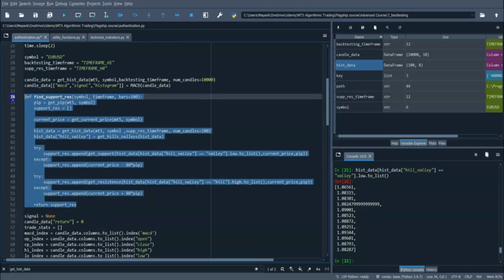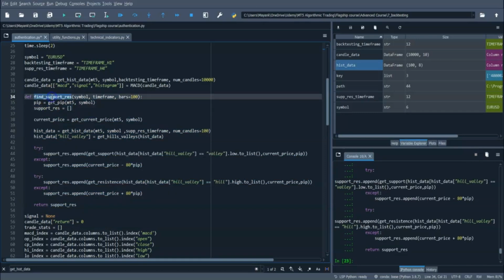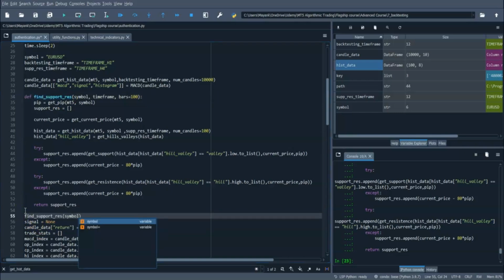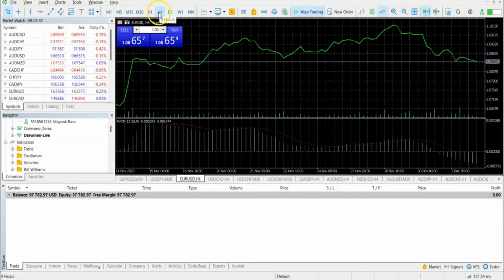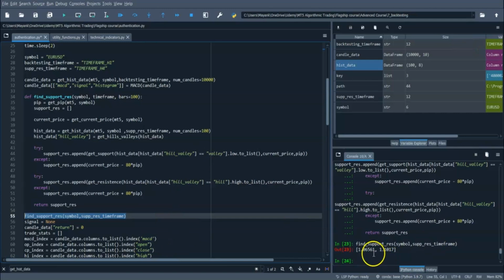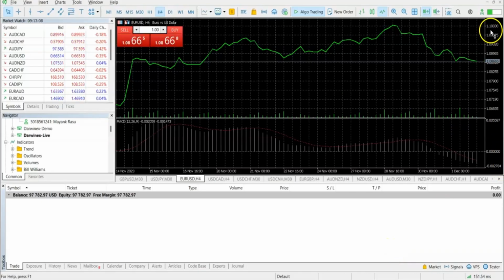Let us quickly run this and see whether it gives us reasonable values or not. So find support resistance, symbol, support resistance, time frame. So if we run this, we're getting the value 1.0561 and 1.1017. Let's go back to our chart. Alright, so this is 4 hourly data. So it is telling us that the resistance price is 1.1017, which is close to here 1.10030. Yeah, so it is giving us the correct resistance.